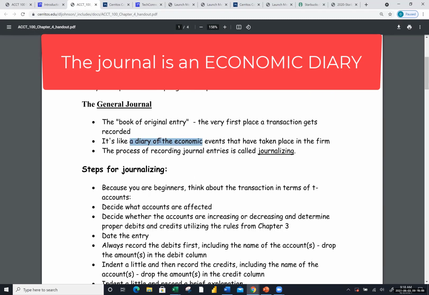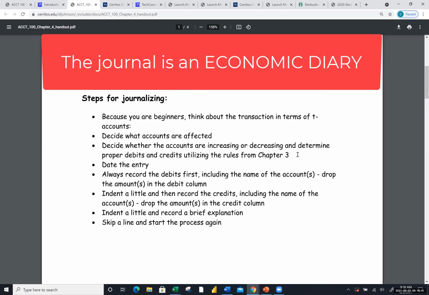But a diary is basically a list of what happened to you. In accounting, the general journal is an economic diary. It's a list of all the financial transactions that happen to a company over its life. So I want you to think about a journal as a historical document. It's the first place a transaction gets recorded, and we keep this economic diary to document financially what happened to a company. So we're going to go through some steps for journalizing.